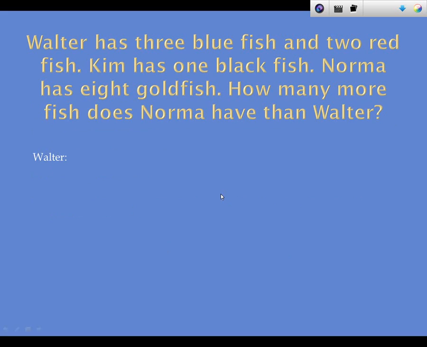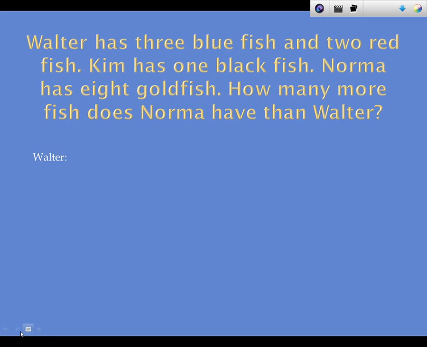Let's look at the first problem. Walter has 3 blue fish and 2 red fish. Kim has 1 black fish. Norma has 8 goldfish. How many more fish does Norma have than Walter?